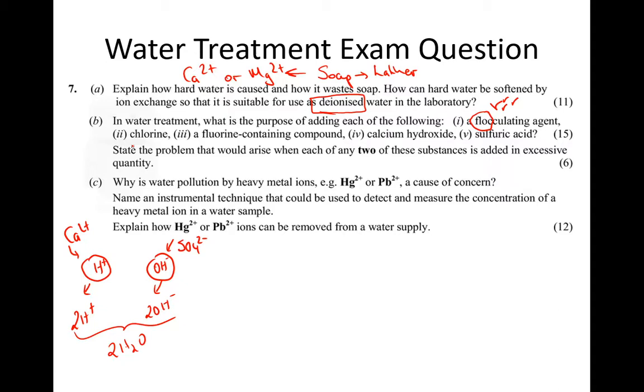Okay, part C. Why is water pollution by heavy metal ions, e.g. Hg2+ or Pb2+, a cause of concern? Well, Hg, mercury.